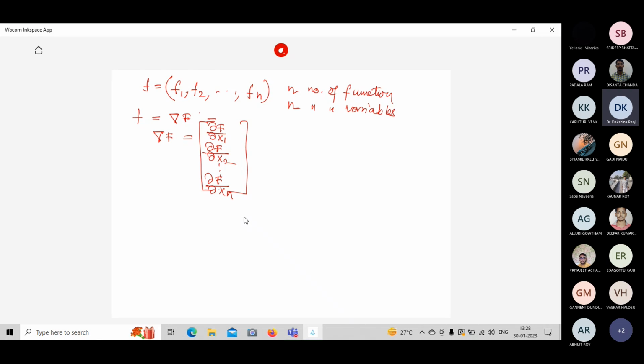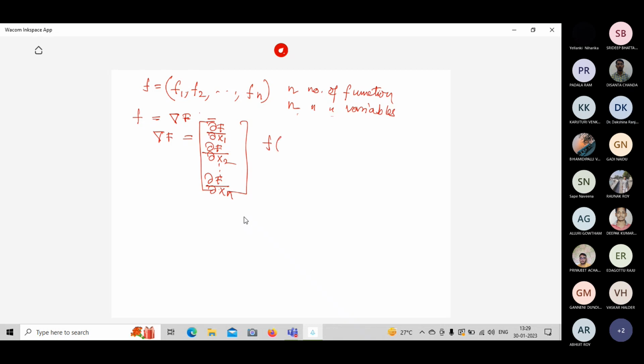Now we are considering n number of functions. Instead of considering just one function, we are considering n number of functions, with n number of variables. This small f is the set of n number of functions. So we can write small f equals del f, and this del f will give us a vector of partial derivatives of f with respect to n number of variables. Now for these functions, what can we write?